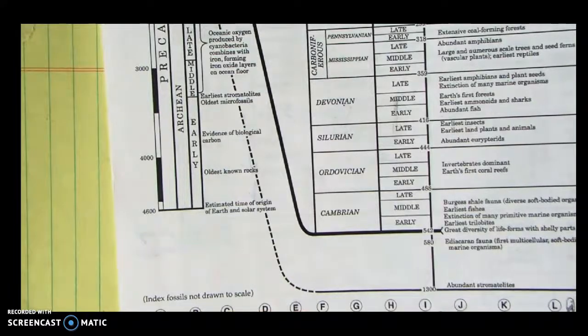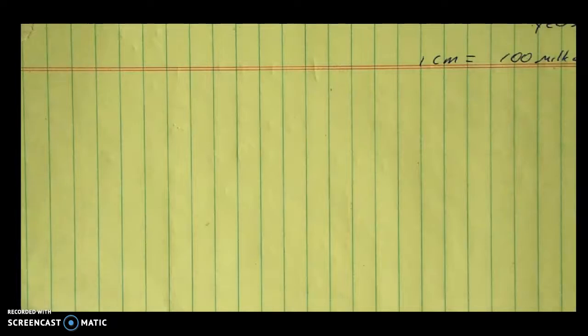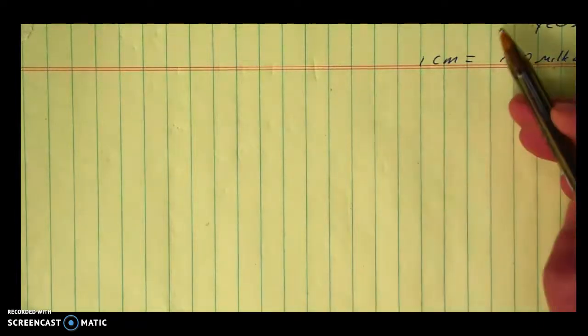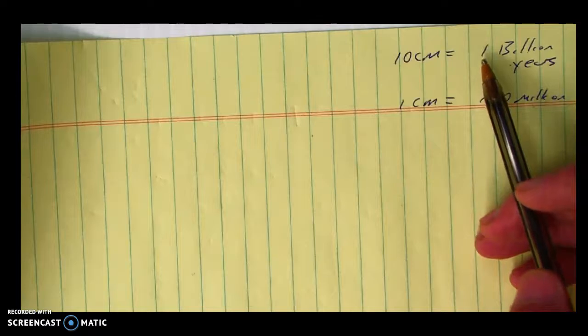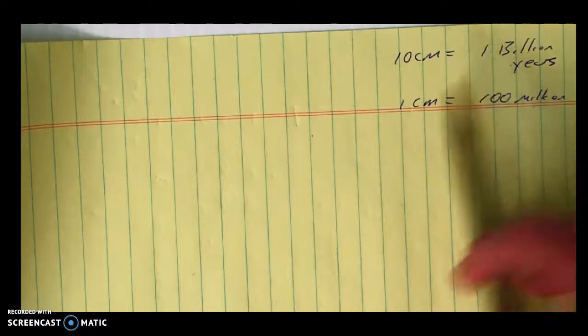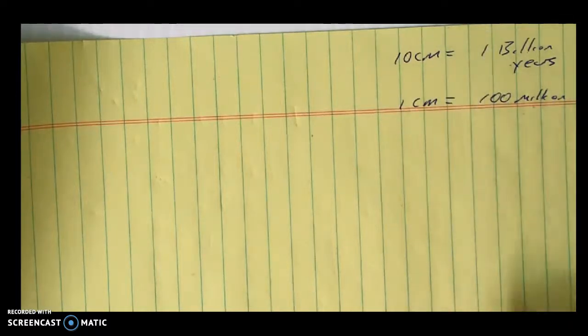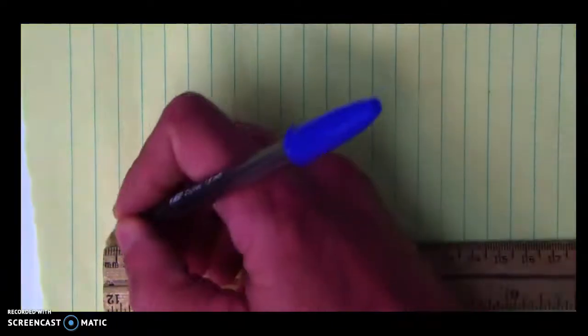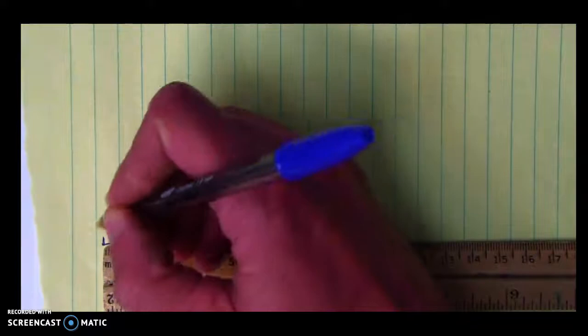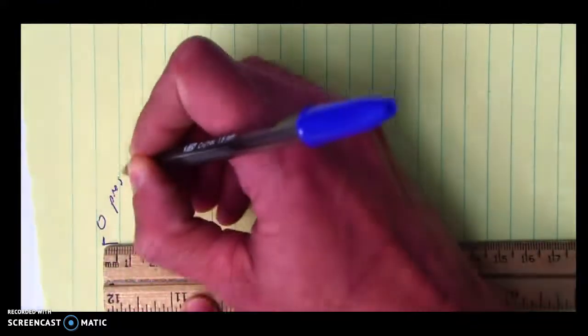So we need a time scale that is representing 4.6 billion years of time. So if we say 10 centimeters is equal to 1 billion years, and we need to fit 4.6 billion years onto our timeline, we're going to draw a line 46 centimeters long. Most regular sheets of paper are not long enough to do this, and that's why I taped it together. So I'm going to draw a line. I'm going to start here, and I'll label this 0, which is present day, right now.